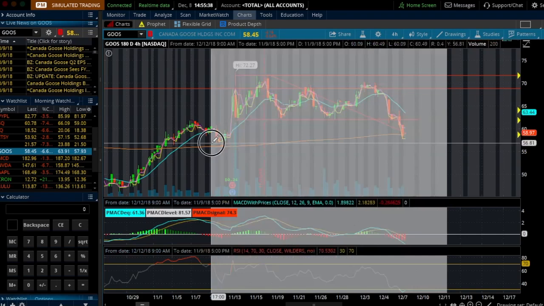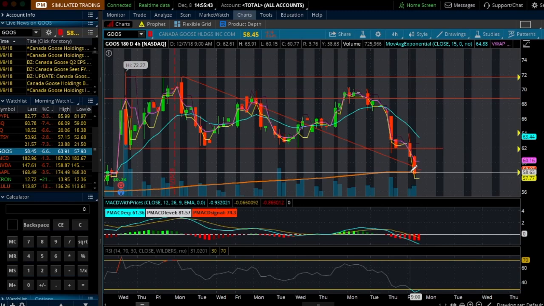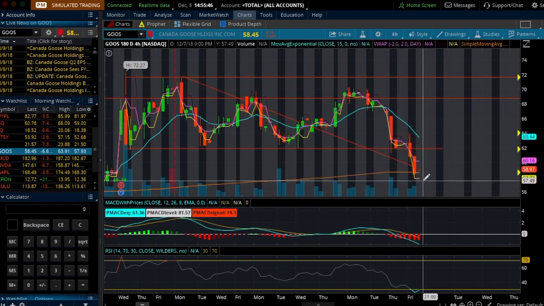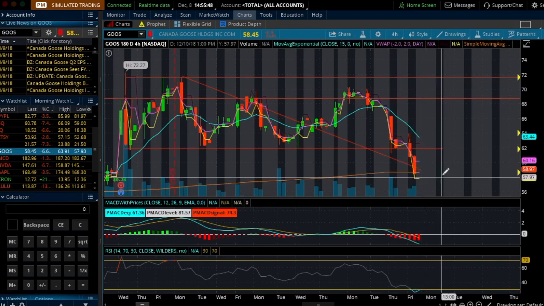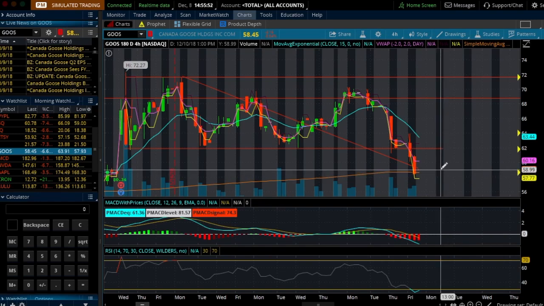And the calls don't expire until Friday, so I do have some time on those. Although if I have to play defense, I will. And if it breaks below that SMA, maybe I'll give it a little bit of time. But for the most part, I might just close out my position and take a loss there.